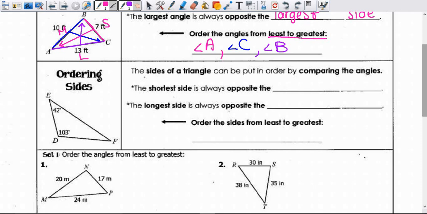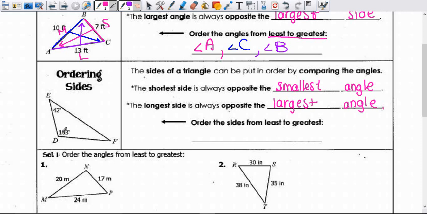You will do the same thing oppositely with the sides. So the sides of a triangle can be put in order by comparing the angles. The shortest side is always opposite the smallest angle. And the longest side is always opposite the largest angle. So you can do it both ways.